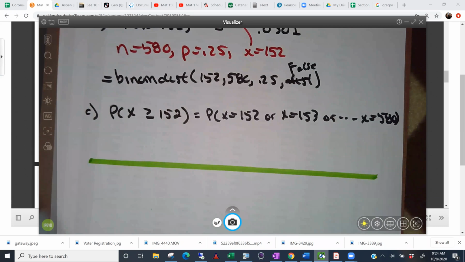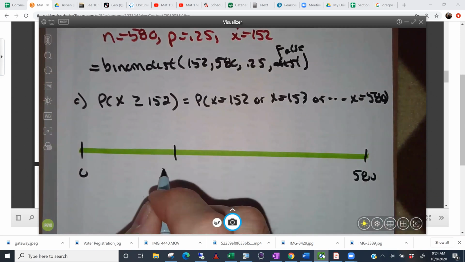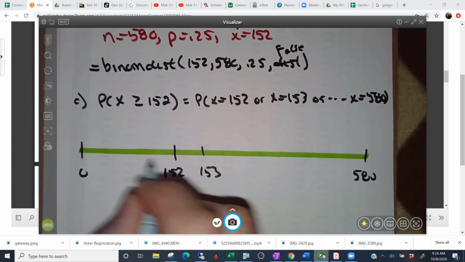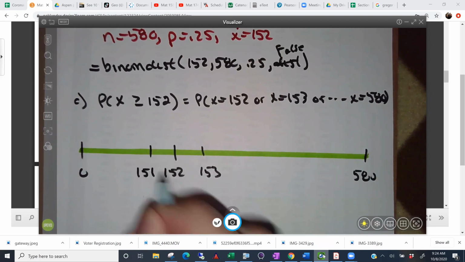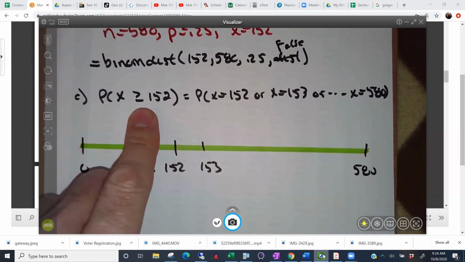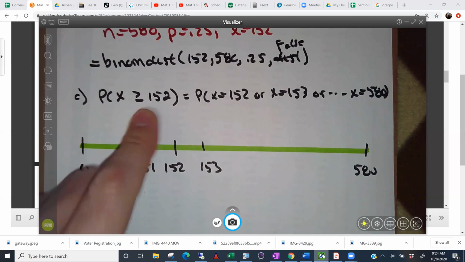And we'll label a couple of the extremes. We have 0 down here, 580 up here. And then somewhere about 1/4 of the way through, you have 152, 153, 151, etc. The probability that we're trying to get is X is at least 152. Now that means that it includes 152.